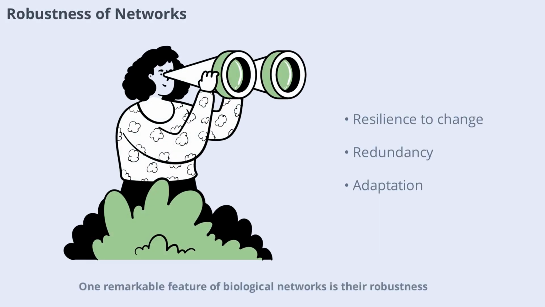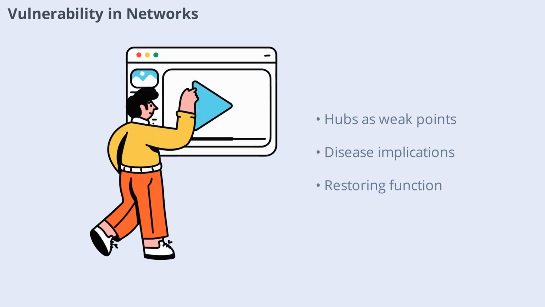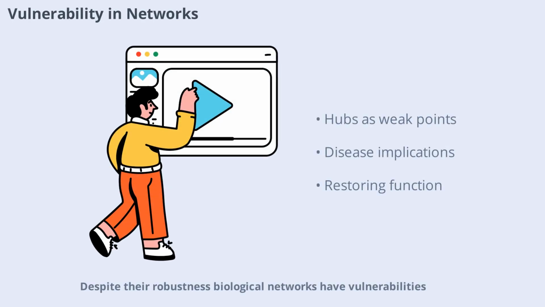One remarkable feature of biological networks is their robustness. They can withstand disturbances such as mutations or environmental changes without losing function. This resilience comes from features like redundancy, modularity, and the scale-free structure, ensuring that life can adapt and survive in a changing world. Despite their robustness, biological networks have vulnerabilities.